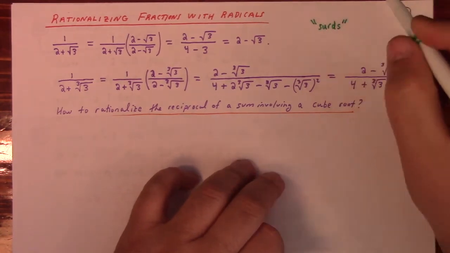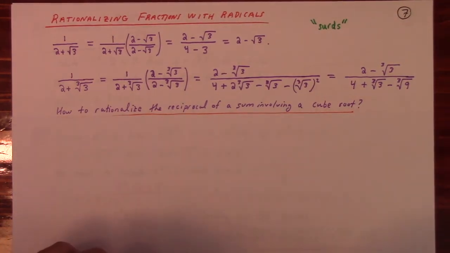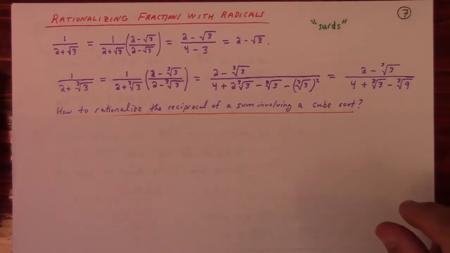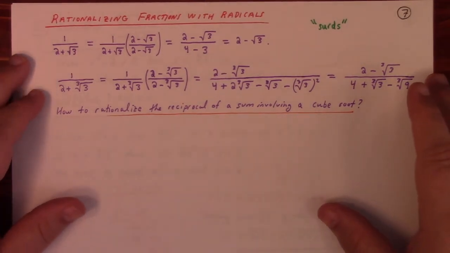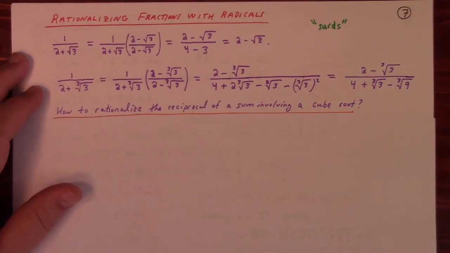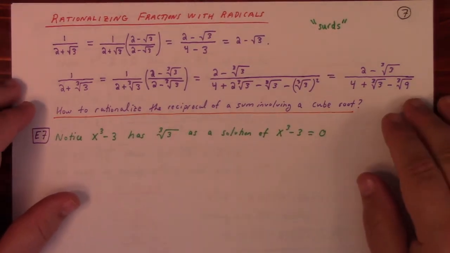A radical is a surd. So you've got your surds in the denominator, and that's not where they belong. So how do you fix that? How do you rationalize the reciprocal of a sum involving a cube root? Well, there is a way to do it if you use a little bit of clever polynomial algebra.